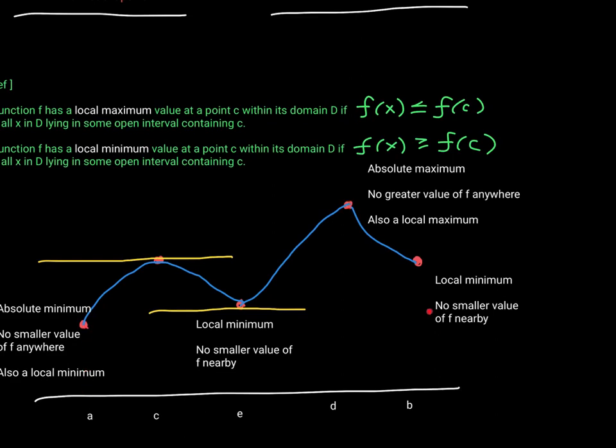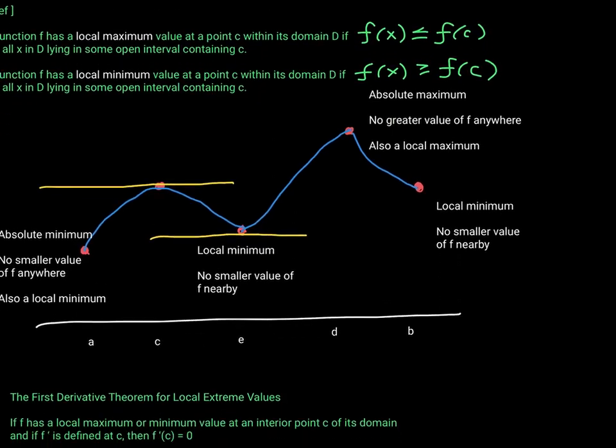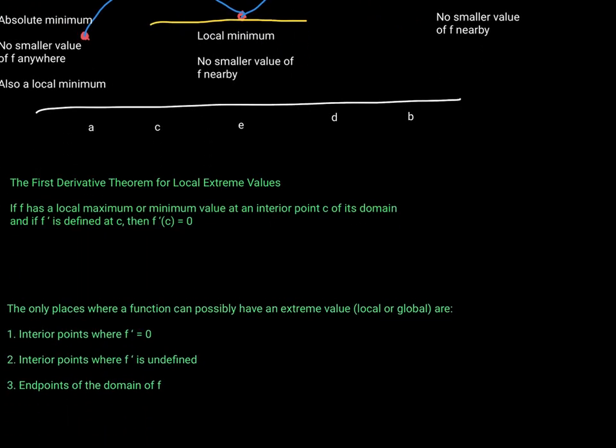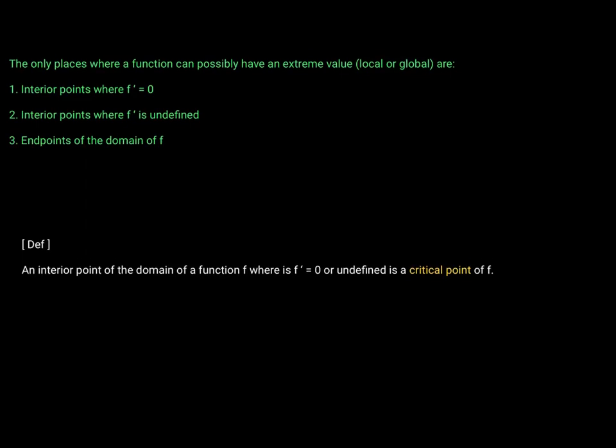A and B, even though that's where extrema are located, are not called critical points because they are not interior points, they are endpoints. So C, E, and D are examples of interior points. Excuse me, critical points. All right, very good.